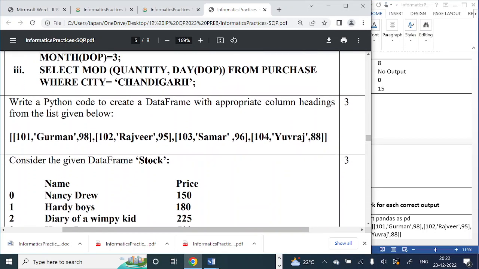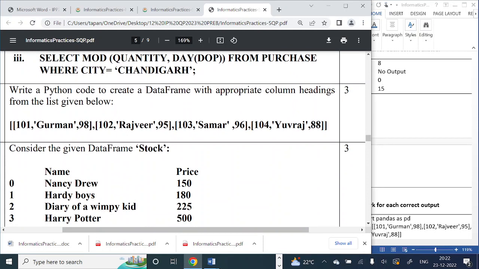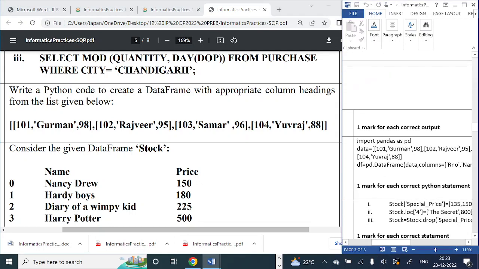Next question. Write a Python code to create a data frame with appropriate column headings from the list given below. So here as it may be roll number, name and marks. So you can give any column heading and the data is already given. So data in L we will write and then we will create the data frame. So it can be PD dot DataFrame, D capital F capital, and in bracket you can write this data and the columns will be, you can give roll number, name and marks.